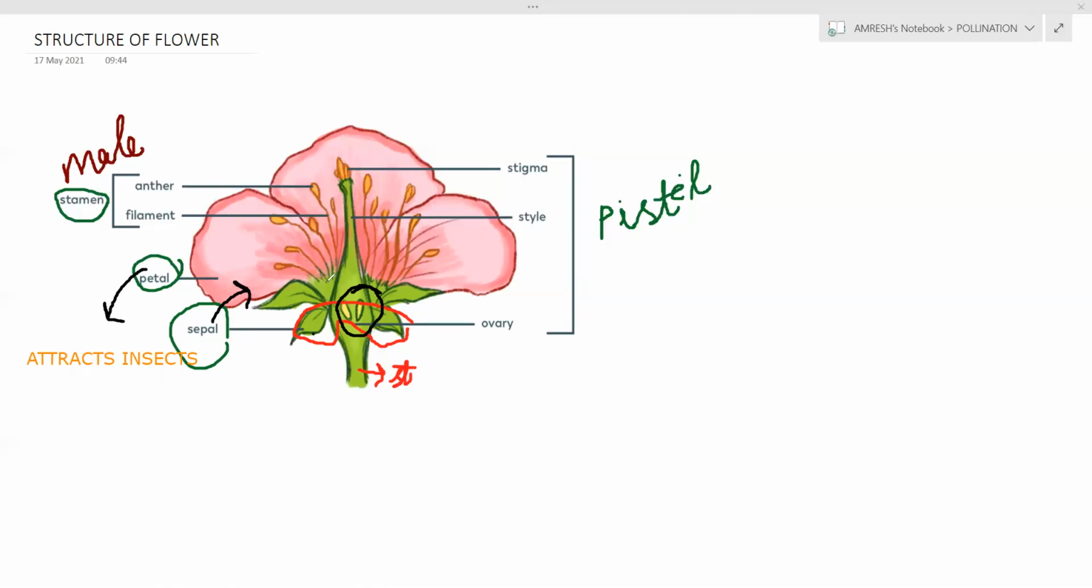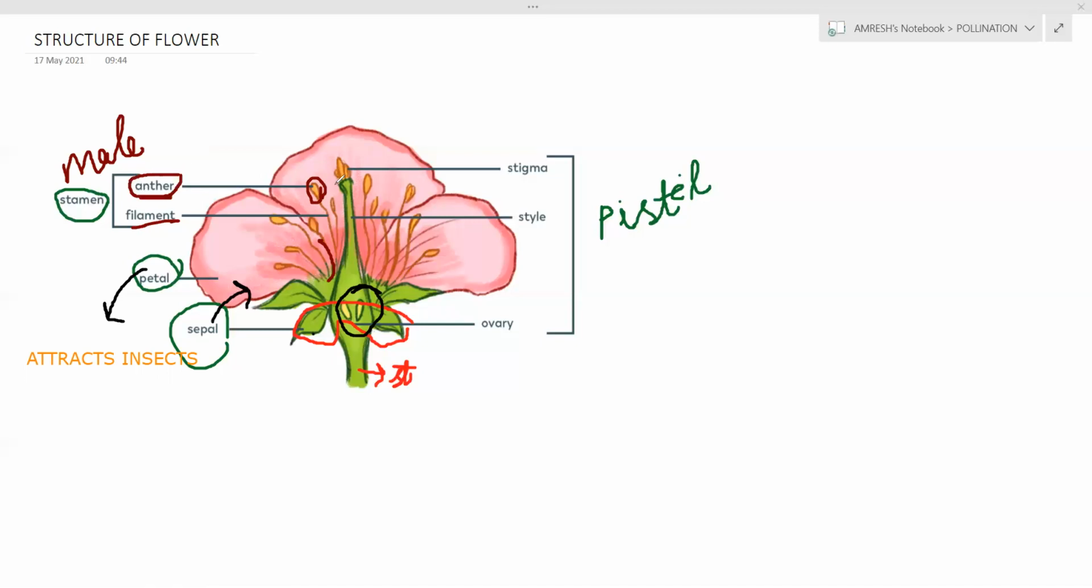Okay, stamen has two parts, anther and filament. What is filament? Long stalk-like structures you must have seen arising from this base, below the stigma, which has a bag-like swollen end called anther.